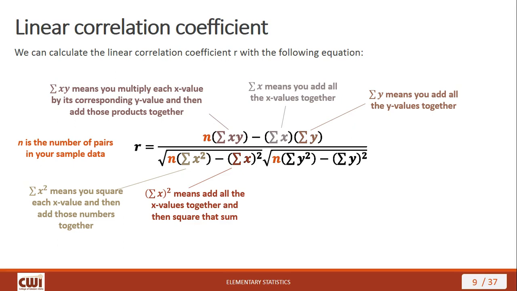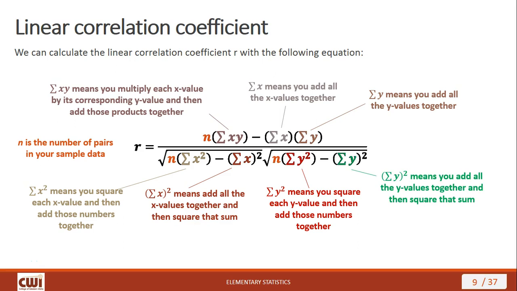So very different whether you're looking at the sum of the x squareds or the sum of the x quantity squared. We have the same thing for the y. So we have the sum of the y squareds, meaning you take all the y values, square each of them, and then add those squares together. Or you could have the sum of the y quantity squared, which means you add all the y values together and then square that sum.